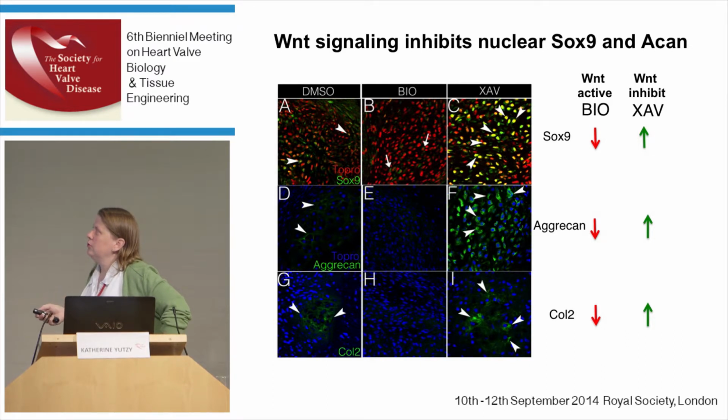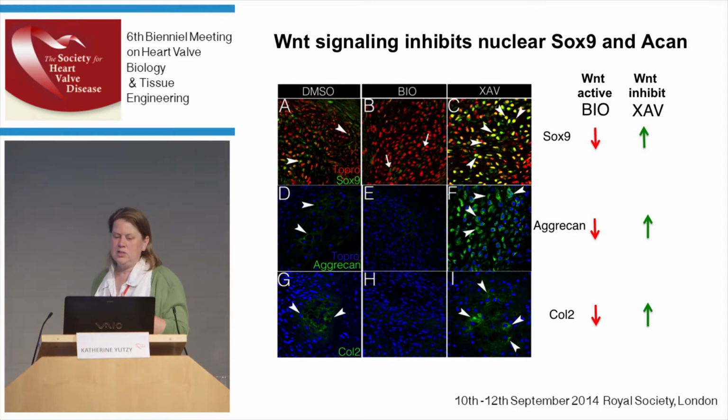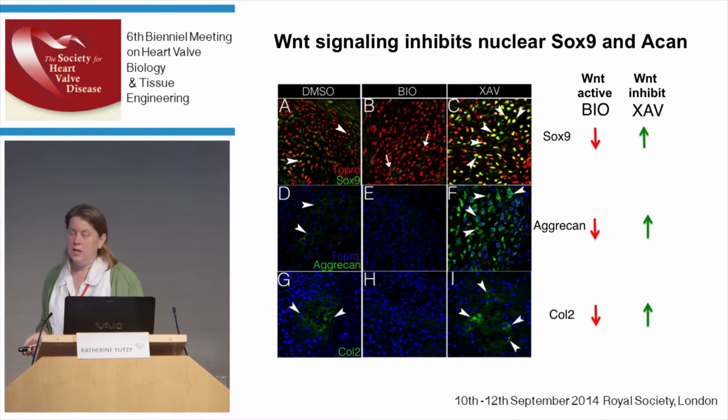And then when we look at this in more detail, if we look at the Wnt activation situation, we lose SOX9. So here you're looking at yellow. We lose aggrecan, we lose collagen. Whereas if we inhibit the Wnt pathway, the SOX9 is highly increased and it's nuclear. We get more aggrecan, we get more collagen. And so this is consistent with the Wnt pathway normally inhibiting these molecules. And when we inhibit the Wnt pathway, then all of this goes up. And so again, that suggests that the Wnt signaling pathway is inhibiting the chondrogenic gene program.